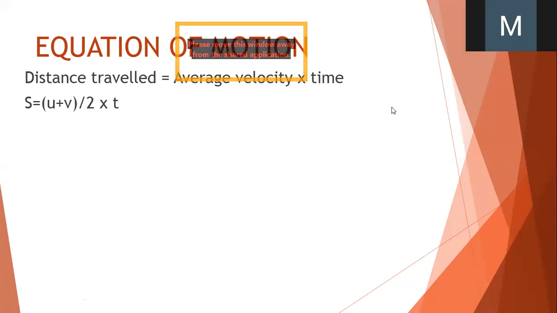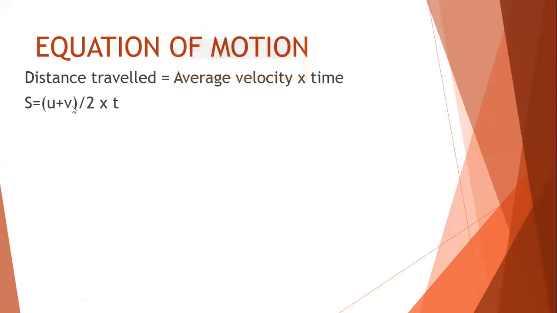The same way here we have average speed. So how will we find the average speed? You will add the initial speed and the final speed, and then divide that by 2. Clear, class? So what is my average speed?